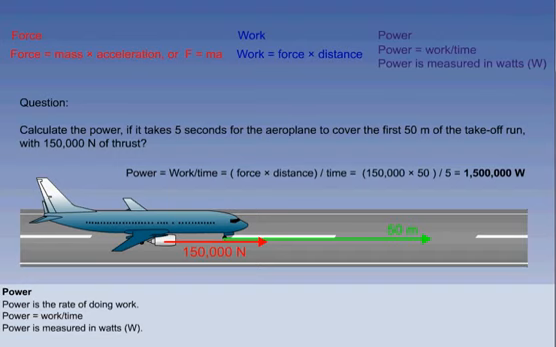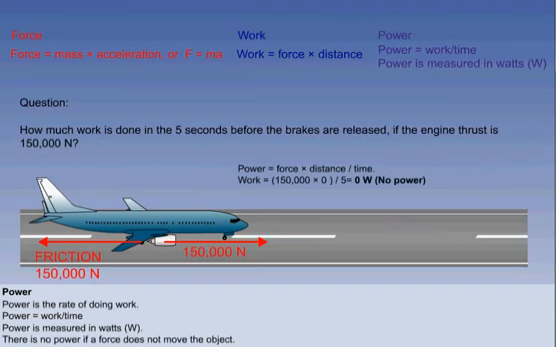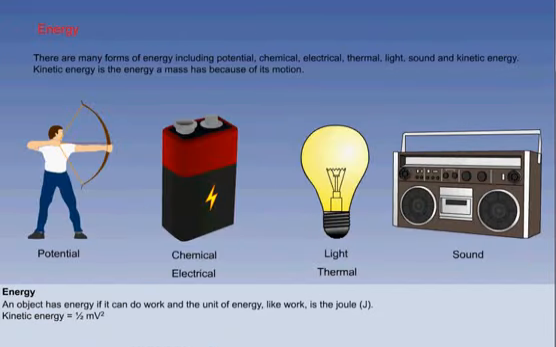Power is found by dividing the work done by the time it was achieved in. Because power is the rate of doing work, if no distance is covered, there is no power. The last part of this lesson looks at energy and Newton's laws of motion. We will first look at energy, which is measured in joules. There are many forms of energy, but it is kinetic energy that we will look at in more depth for principles of flight.